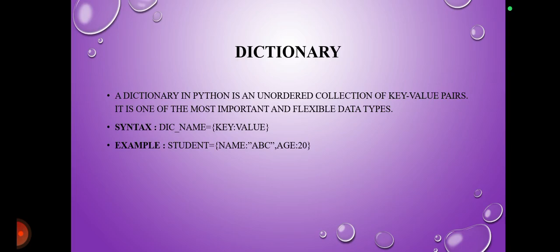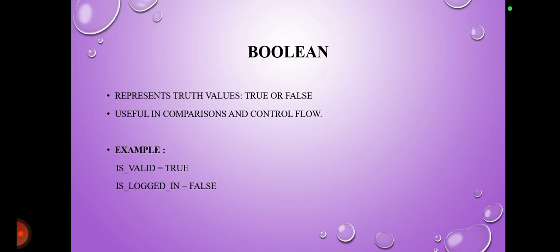Now let's talk about one of the smallest but most powerful data types in Python, that is the Boolean type. A Boolean type in Python represents just two values, true or false. These are the building blocks of logic in Python, used for making decisions, comparisons, and controlling the flow of your code. You will often see booleans in conditions like this. Here we are storing a boolean value in a variable. is_valid = True means something is allowed. is_logged_in = False means the user is not logged in.